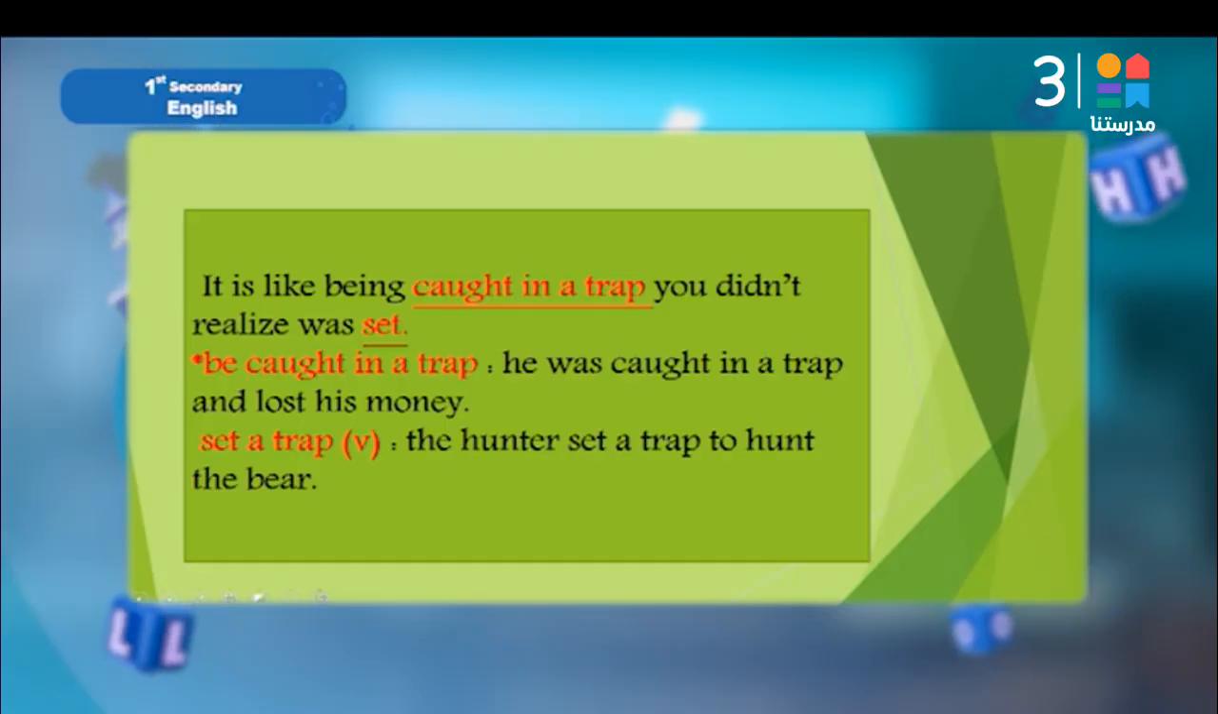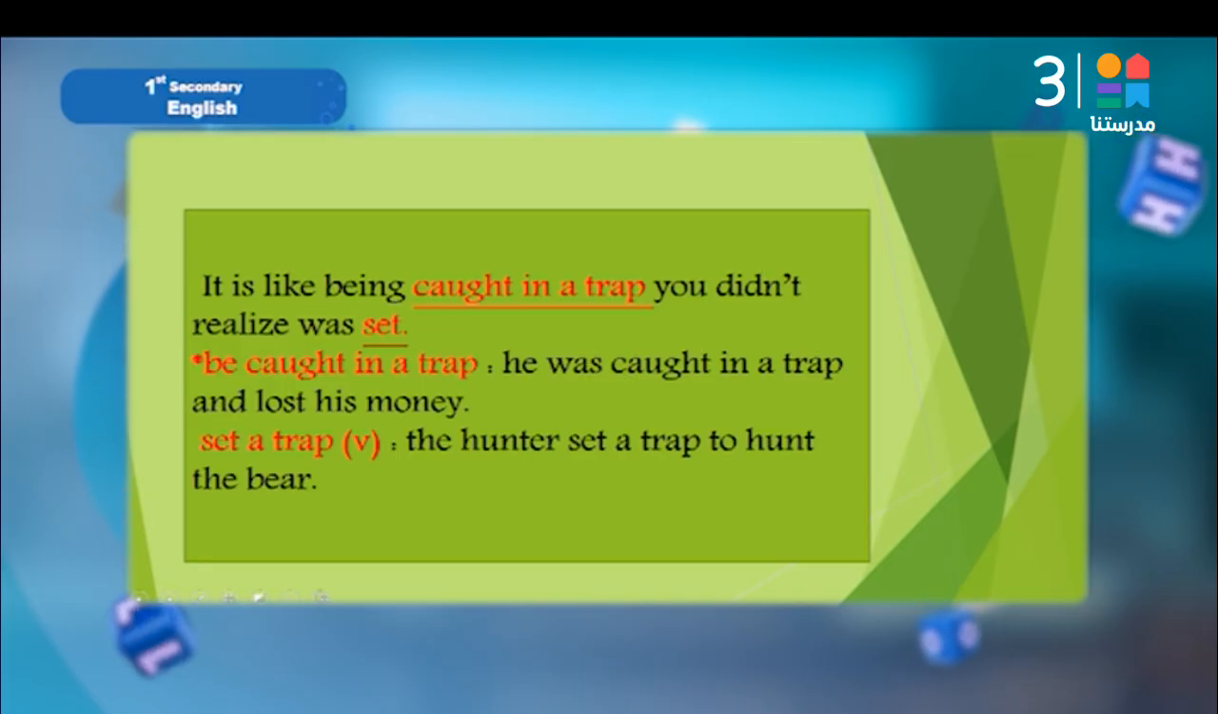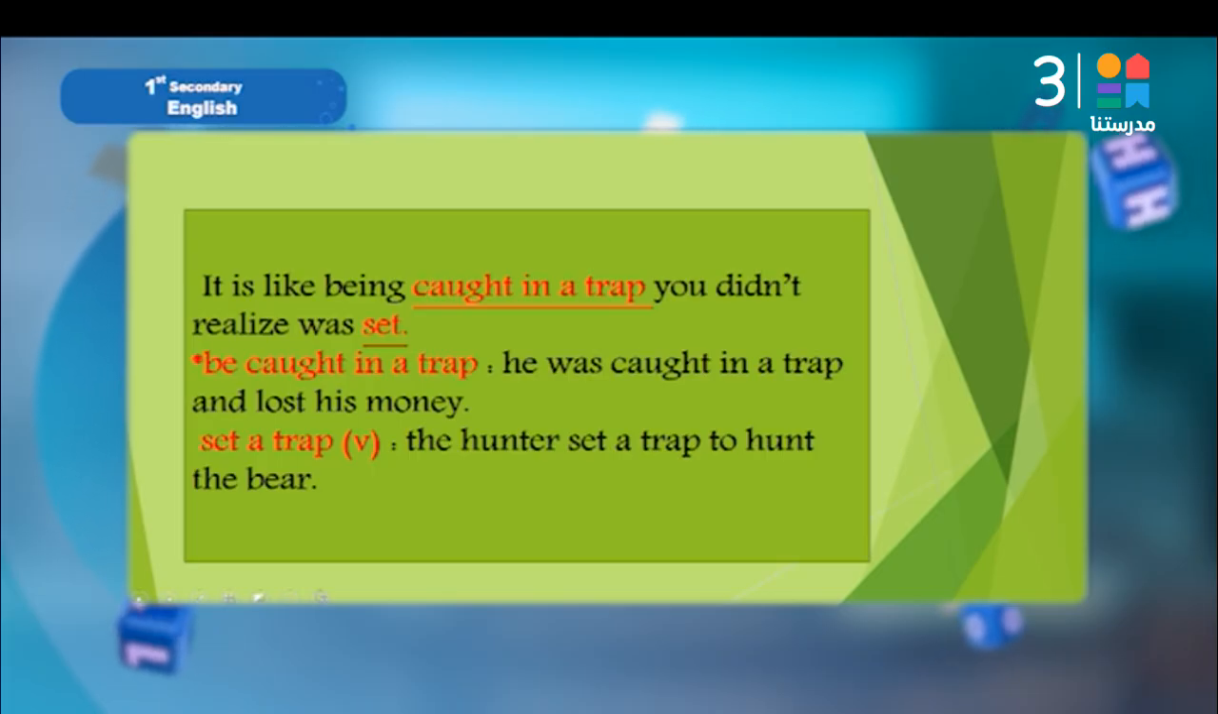So be caught in a trap. Let's see the example here. He was caught in a trap and lost his money. And what about set a trap? This is a verb, set. The hunter set a trap to hunt the bear. Okay, so did you get the difference between caught in a trap and set a trap? Yes. So set a trap, you are the scammer. Yes. And caught in a trap, you are the victim. Yes. Okay.